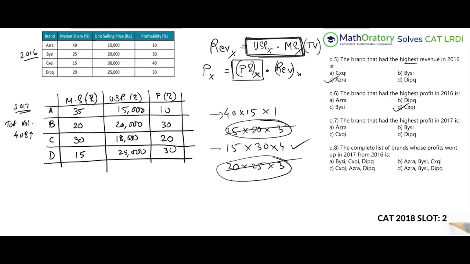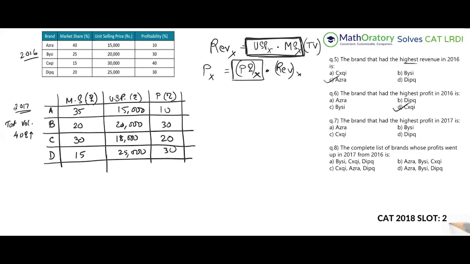Let's do the same thing for question number 7. Just let me take this off now. We are looking for the highest profit, but in this case, for 2017. So again, we are going to multiply each of the three columns, this time for 2017. First, A is 35 into 15, and again I'm going to ignore the zeros in the profitability column, so this is 1. Next one is 20 into 20 into 3. Next one is 30 into 18 into 2. The next one is 15 into 25 into 3. Great. So these are the numbers that we have, right?